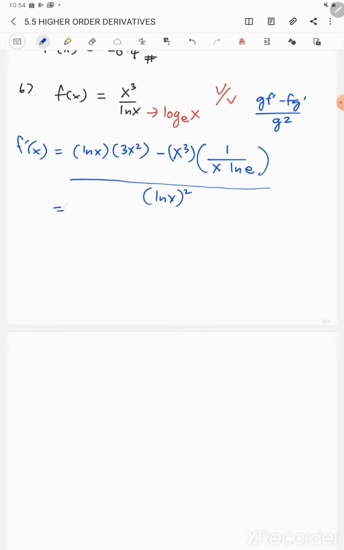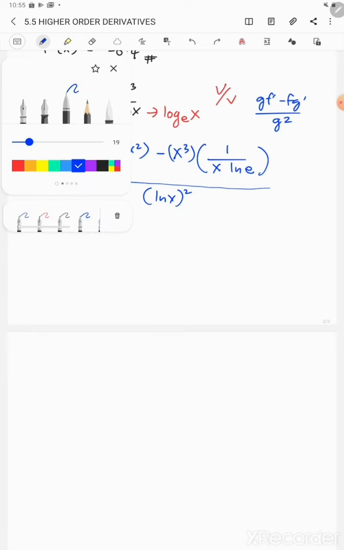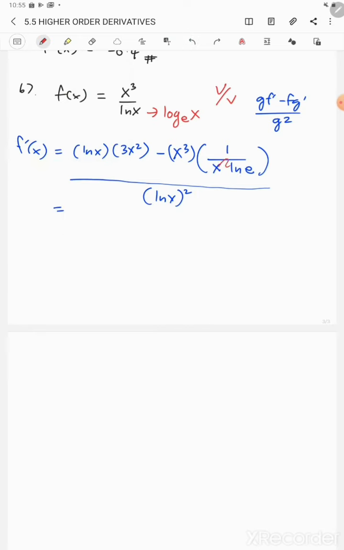So now we simplify what we have here. ln e is equal to 1. x we can just cross out. Sorry, let me use other colors. So ln e equal to 1. The x we cross with x cubed, and we now get x squared.